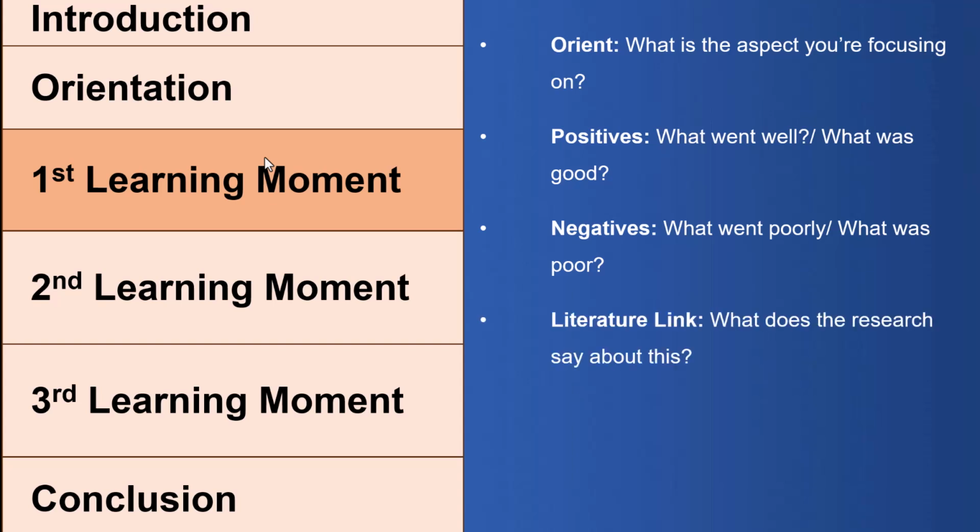Next up, we're going to want to create a literature link. This is something that's very often missed by students. What does the research say about this? So at university, we're always using academic literature to reflect upon the real world. So this is an opportunity to say, well, what are the literature or the topics we've been talking about in class, and how can I tie this into my experiences in the field when I was doing the thing that I'm reflecting on?